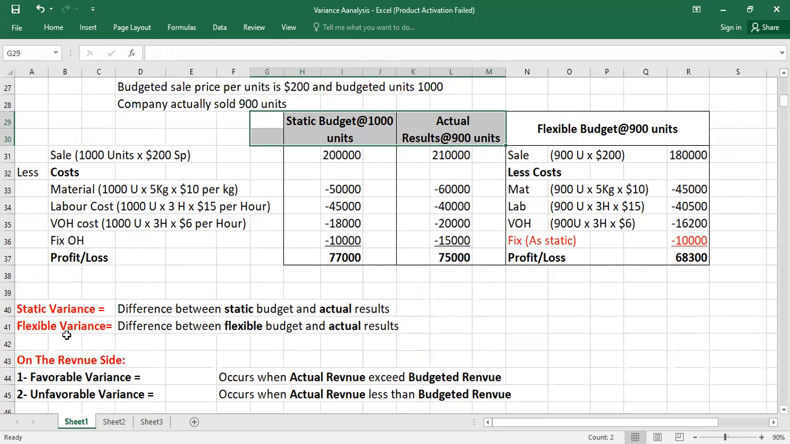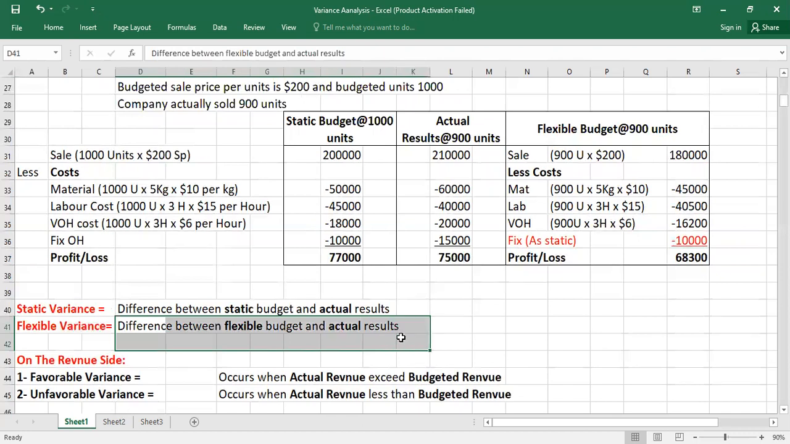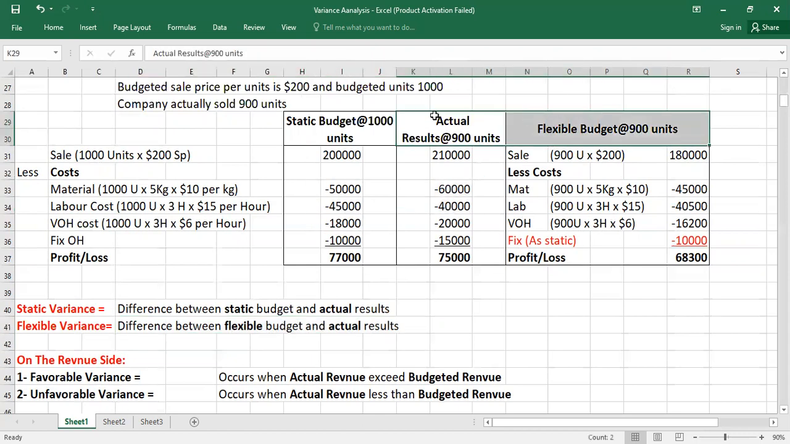Now if the examiner is asking you to calculate the flexible variance, flexible variance is the difference between the flexible budget and actual results. If you look at the example, here we have actual results. If we compare these actual results with the flexible budget, this will give us the flexible budget variance. So this is really important.